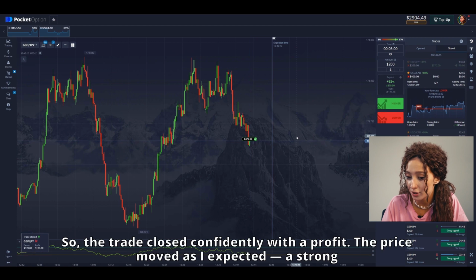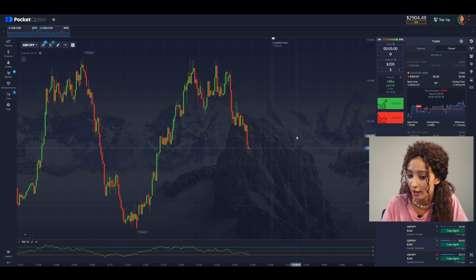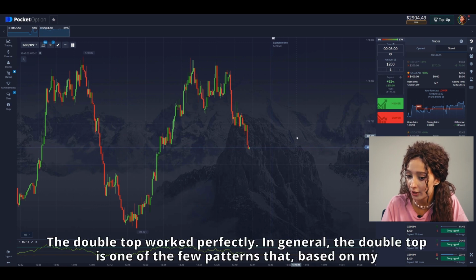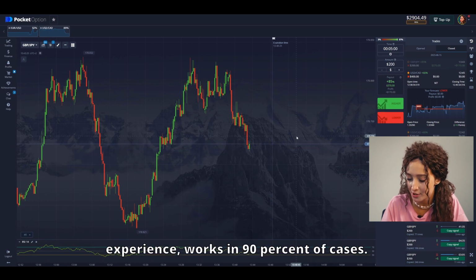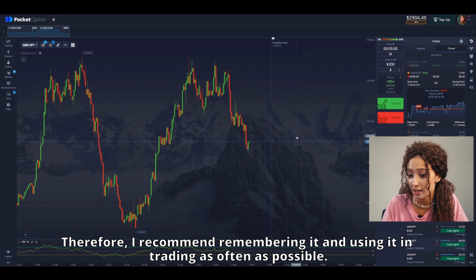So the trade closed with a profit. The price moved as expected, a strong downward movement. The double top worked perfectly. In general, the double top is one of the few patterns that, based on my experience, works in 90% of cases. Therefore, I recommend remembering it and using it in training as often as possible.